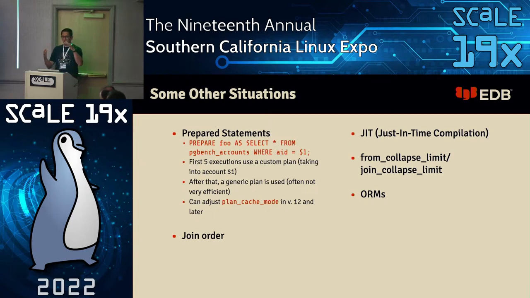From collapse limit and join collapse limit also affect your performance. Let's say the from collapse limit is default 8. So if you have select star from table 1, 2, 3, 4, 5, 6, 7, 8, the query planner will take those 8 tables, create a plan, and then execute it. But if you have more than 8 tables, the 9th table, it actually just omits it and then tries its best to guess. And that guess is sometimes not very efficient.